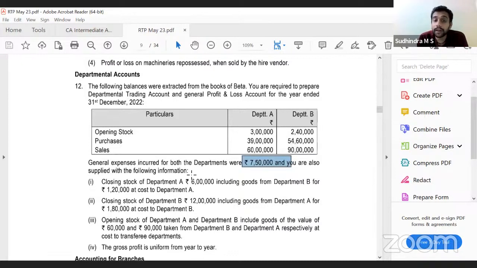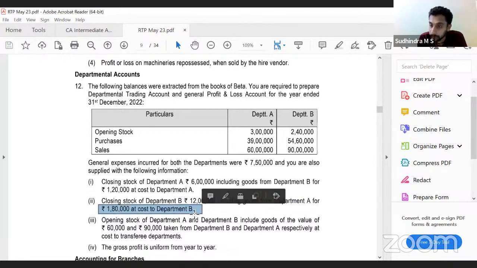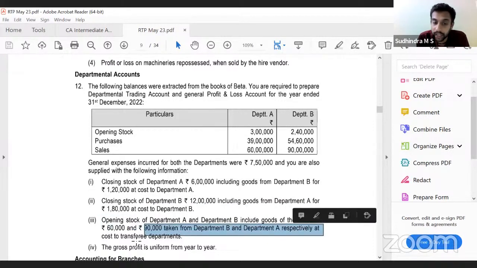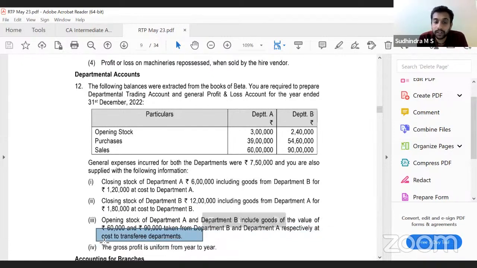Closing stock of Department A is rupees 6 lakh, including goods from Department B for 1,20,000 at cost to Department A. Closing stock of Department B is rupees 12 lakh, including goods from Department A for 1,80,000 at cost to Department B. Opening stock of Department A and B include goods of value 60,000 and 90,000 taken from Department B and A respectively at cost to transferee departments. Gross profit is uniform from year to year.